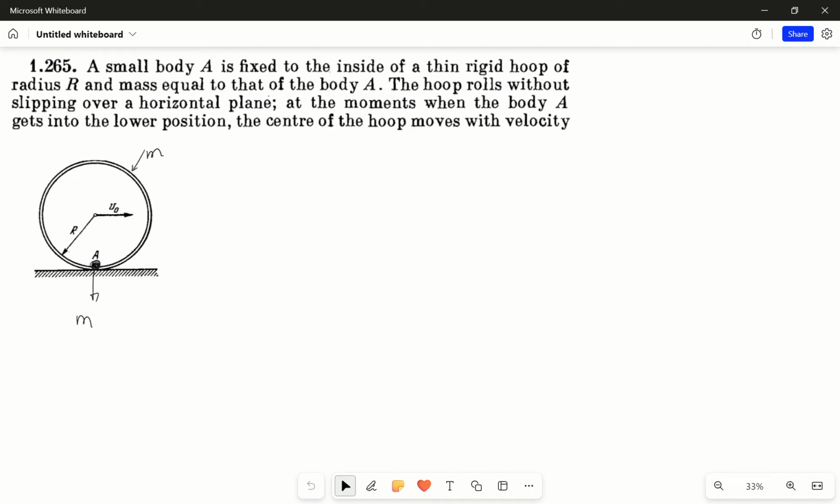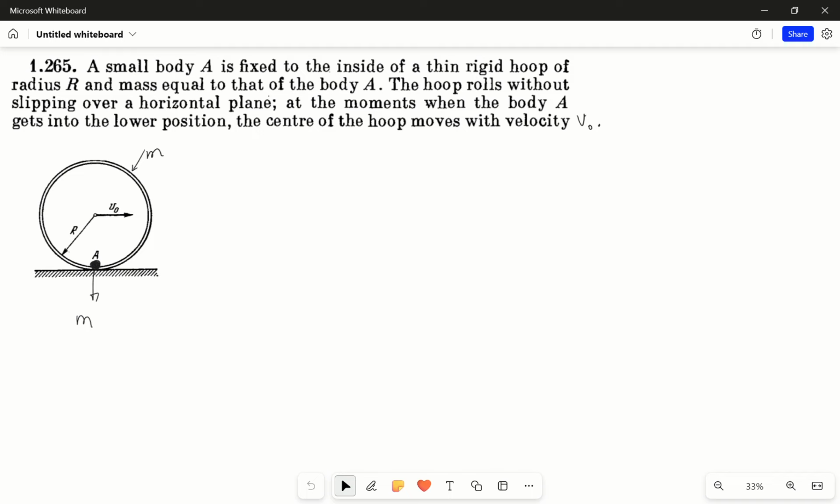So at the moment when the body A gets in the lower position, the center of the hoop moves with the velocity v naught. Actually, it is missing. So it is moving with the velocity v naught when the A object is at the lowest position. I think some part of this question is missing.